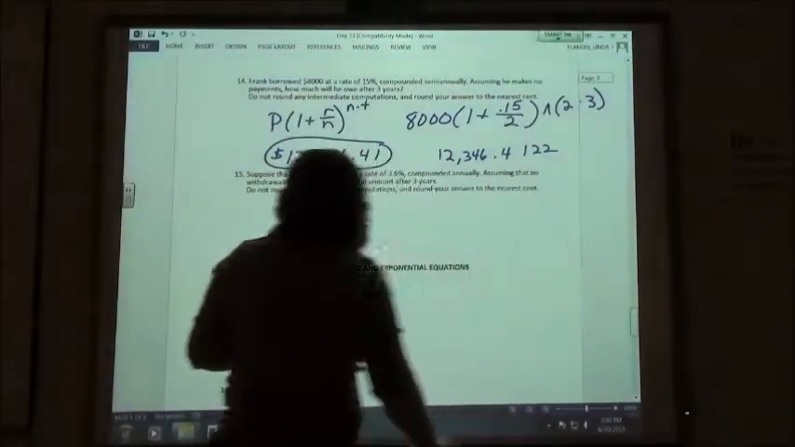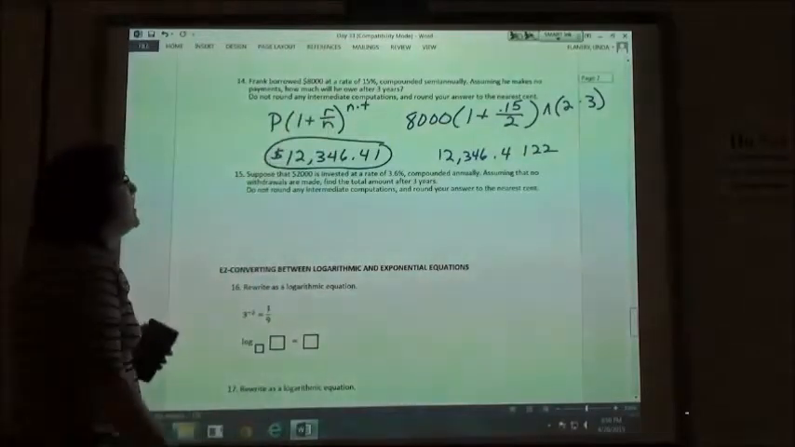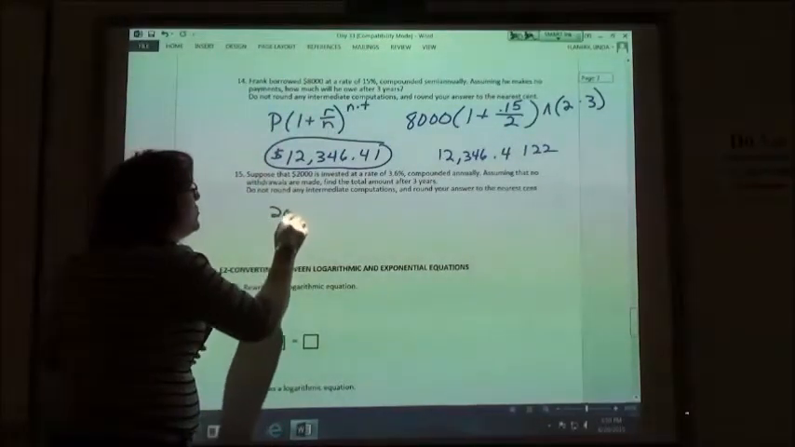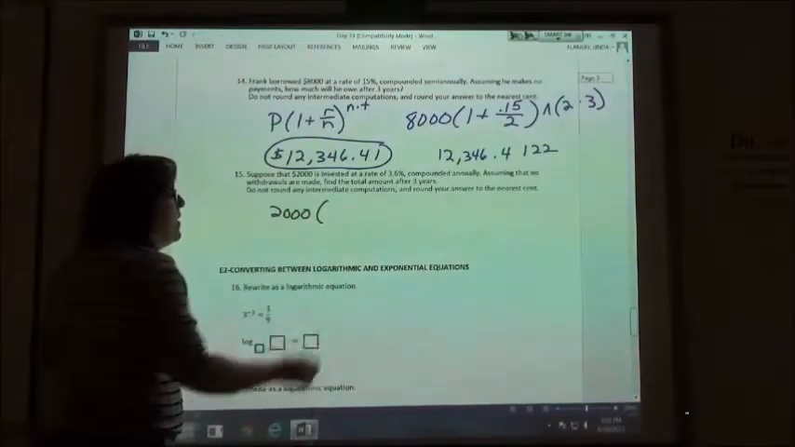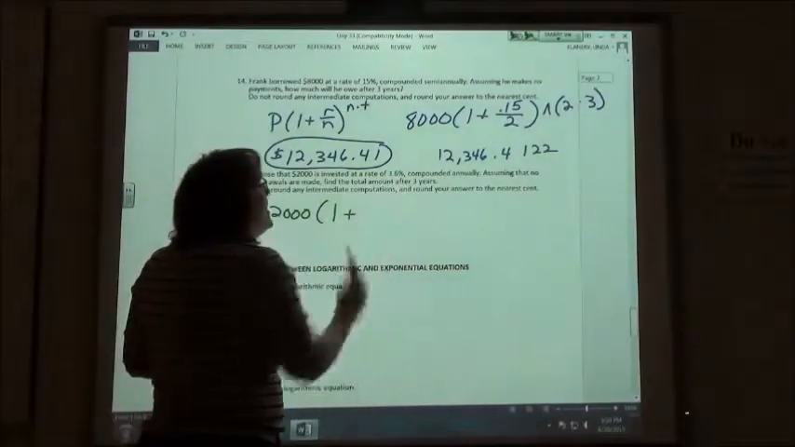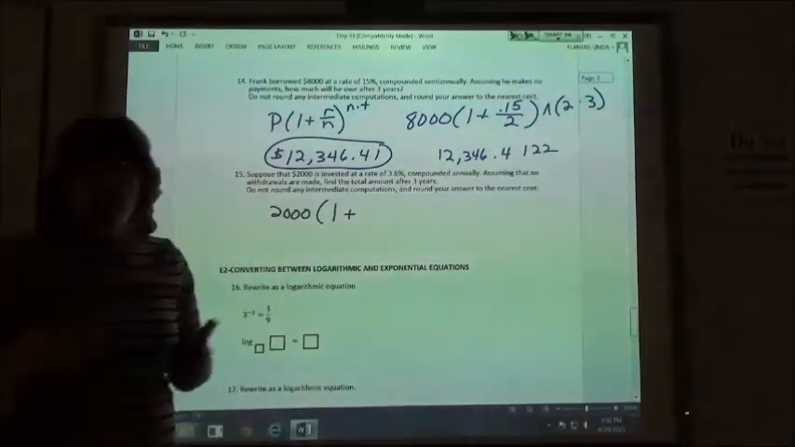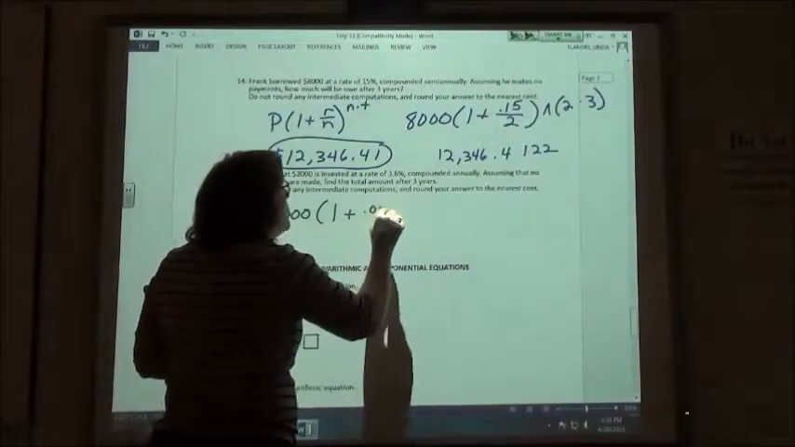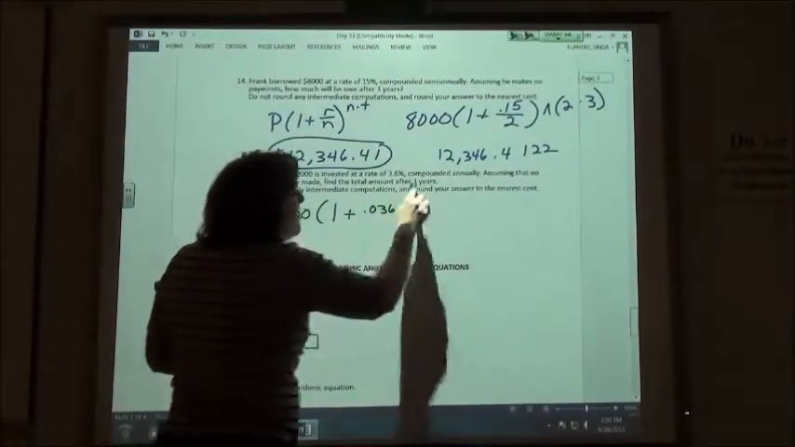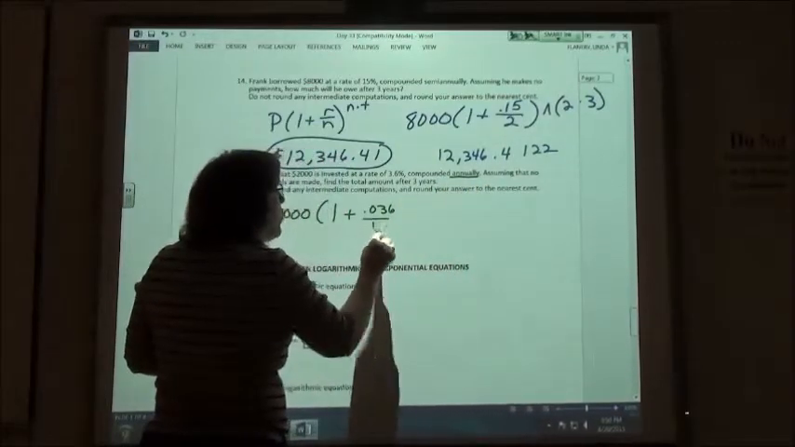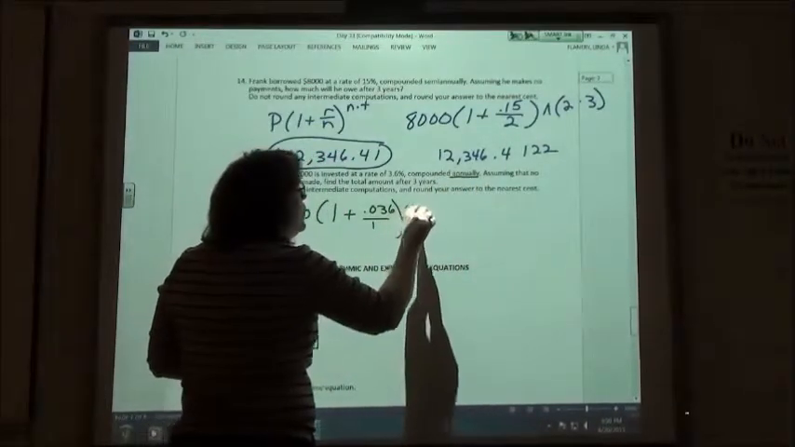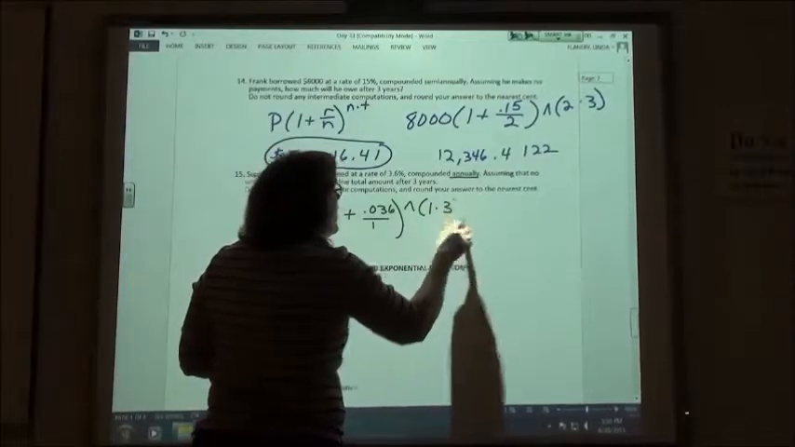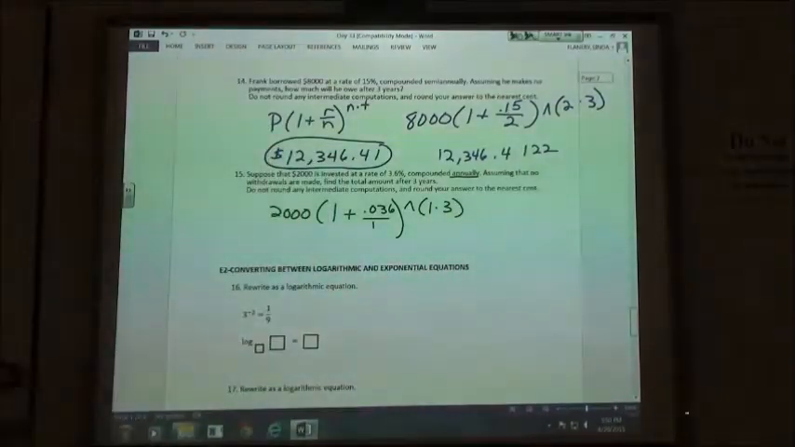Number 15. Same thing, using the same formula. This time I started with a $2,000 investment. My rate is 3.6%. Be careful to change that to a decimal. 3.6% is 0.036. Compounding annually. So once a year, and then to the once a year for 3 years. So all this one says is compounded annually.